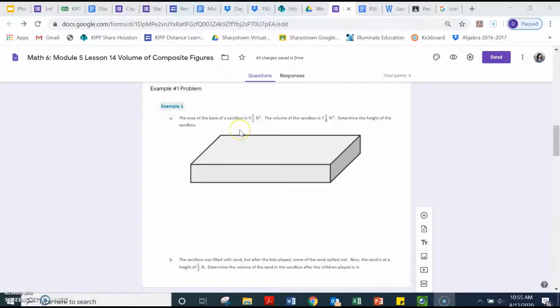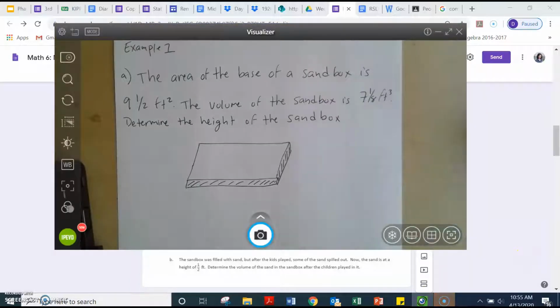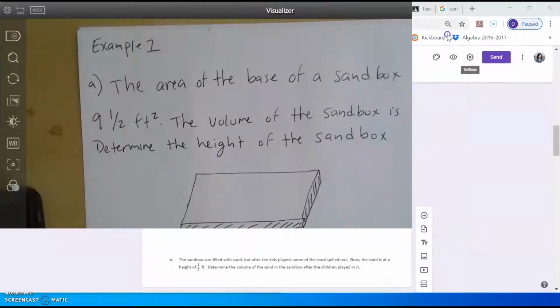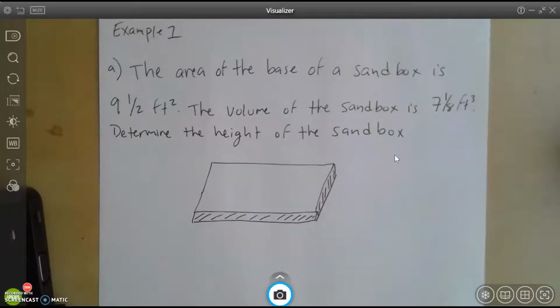The area of the base of a sandbox is 9.5 feet squared. The volume of the sandbox is 7 1/8 feet cubed. Determine the height of the sandbox. All right, so I've asked you to go ahead and write your problem on a separate sheet of paper. I have done that as well.